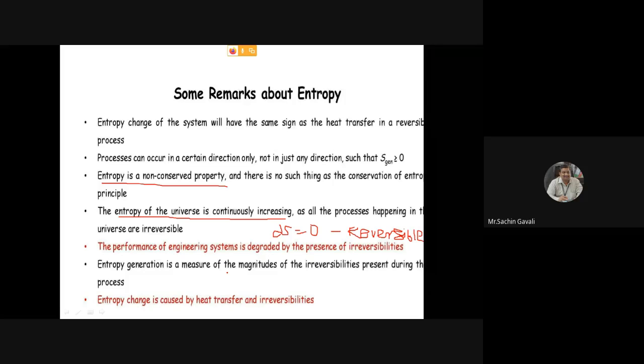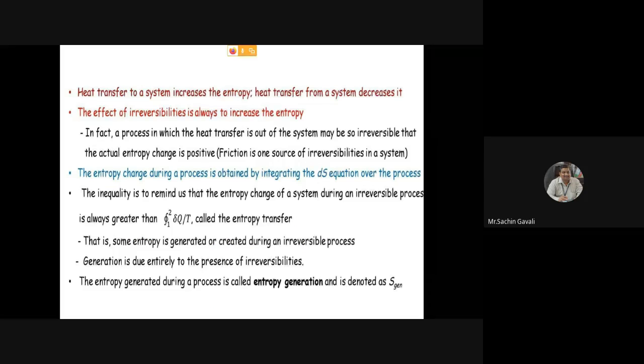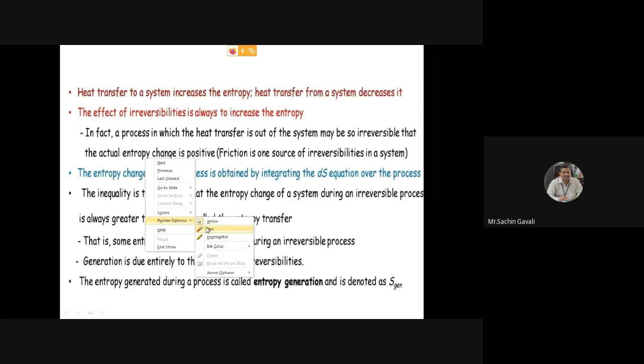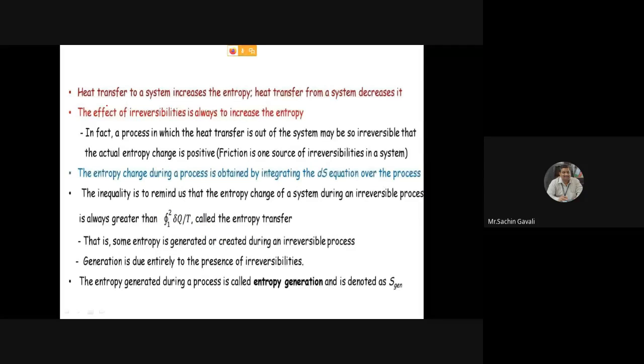Therefore, the entropy change of the universe always goes on increasing. Heat transfer increases the entropy because of the positive sign convention. So heat transfer to a system increases entropy, because heat added means entropy goes on increasing. If heat is removed, if the process is cooled, then we can say entropy goes on decreasing.